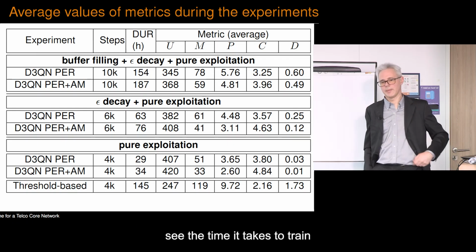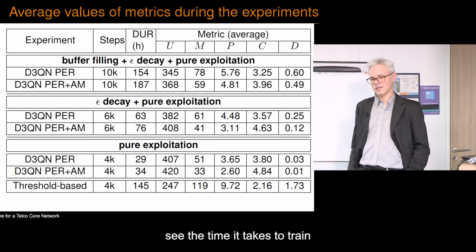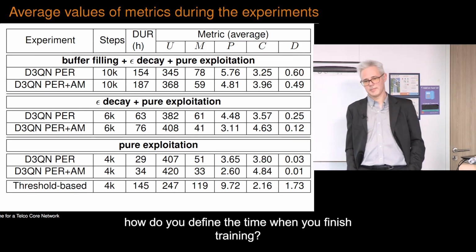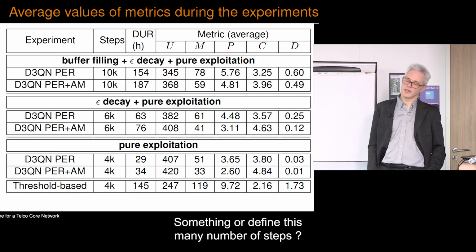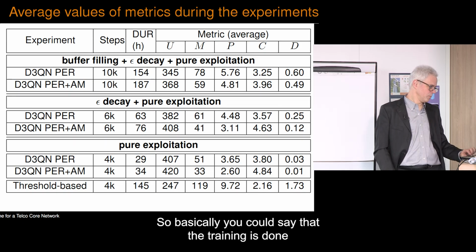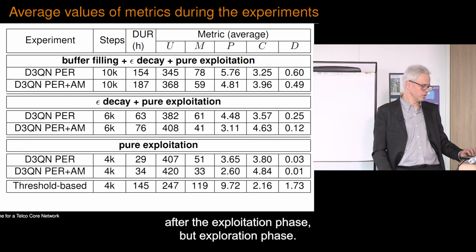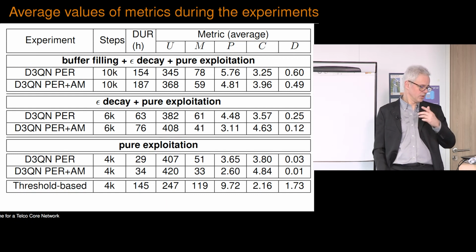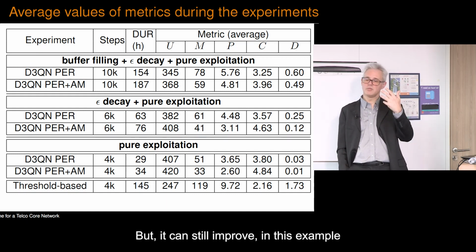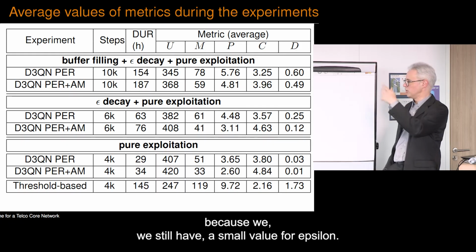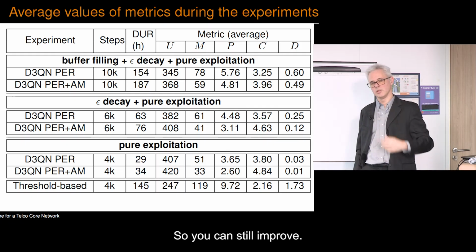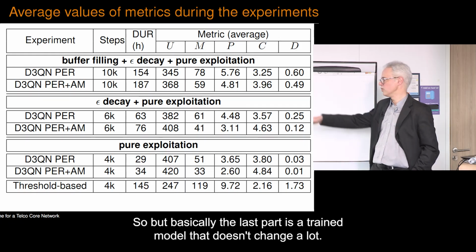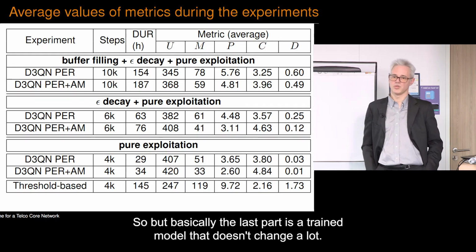When you say the time it takes to train, how do you define when it finished training? Is it convergence to something, or how do you define it? Yeah. So basically, you could say that the training is done after the exploration phase, but it can still improve in this example because we still have a small value for epsilon. But basically, the last part is a trained model. That doesn't change a lot.